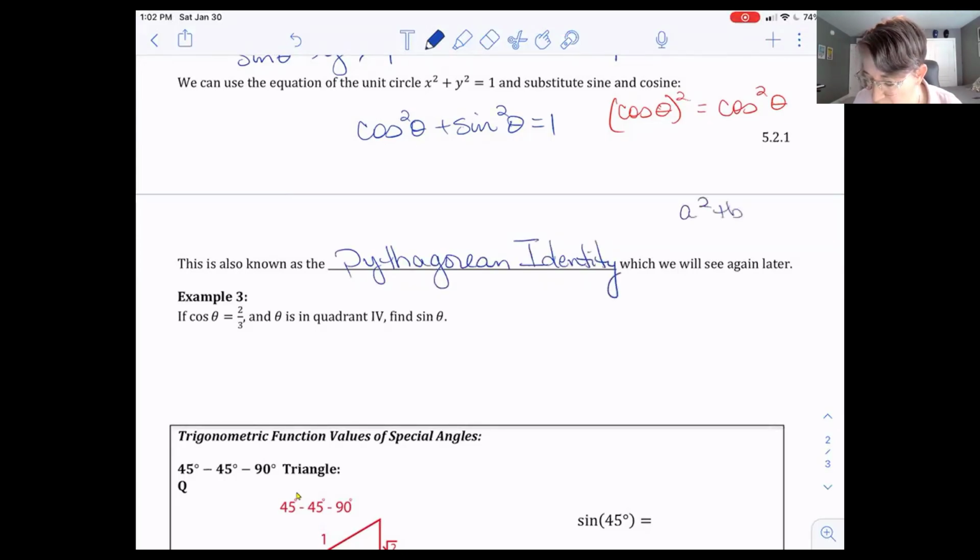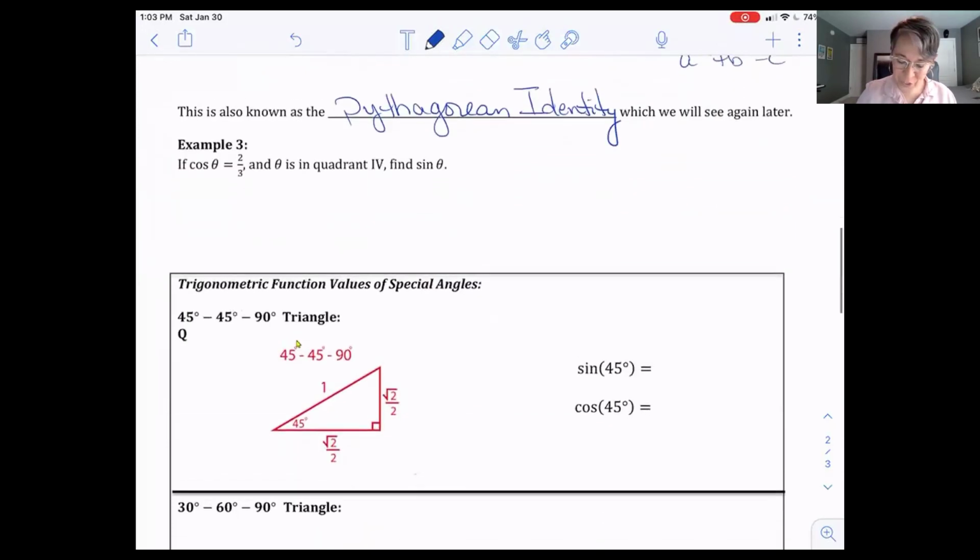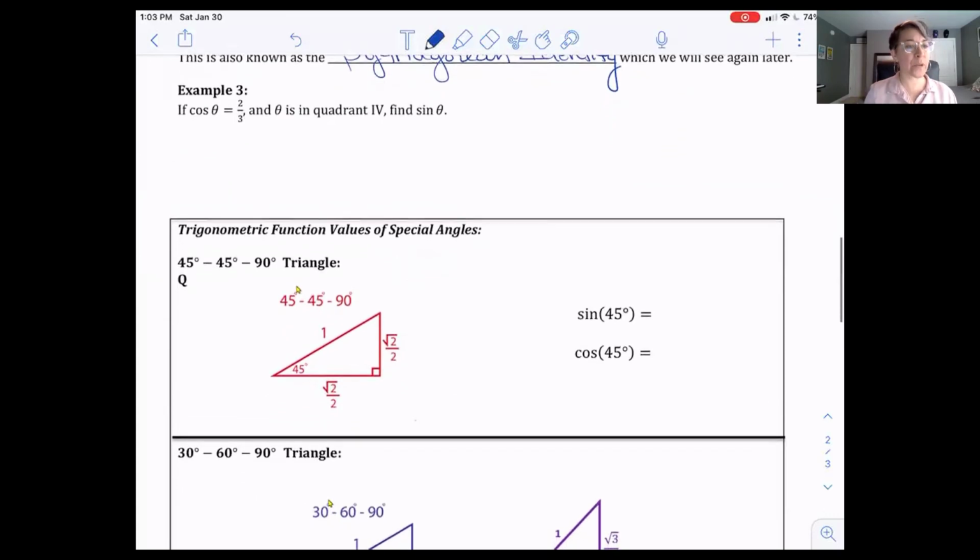Remember, we have a squared plus b squared equals c squared. And we're going to be using this a lot. I call this identity the granddaddy. It comes up a lot. So let's take a look at this example 3.